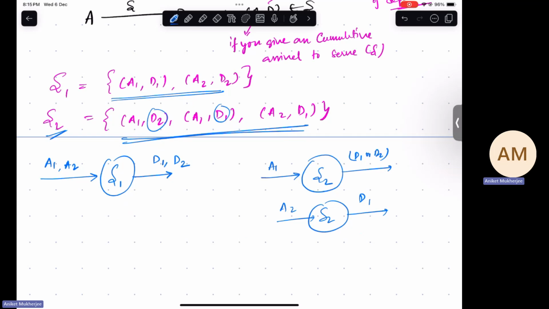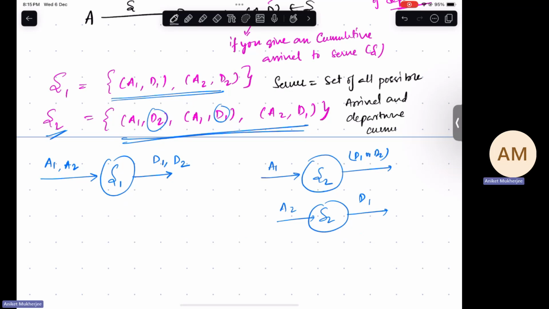Okay. So basically, a server you define as a set of all possible arrival and departure cumulative functions.